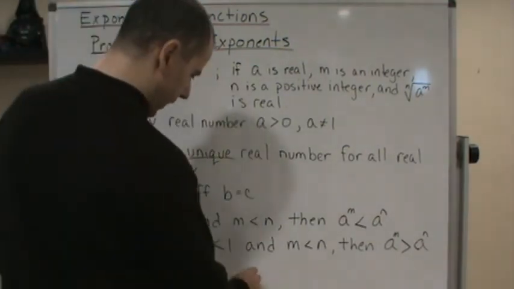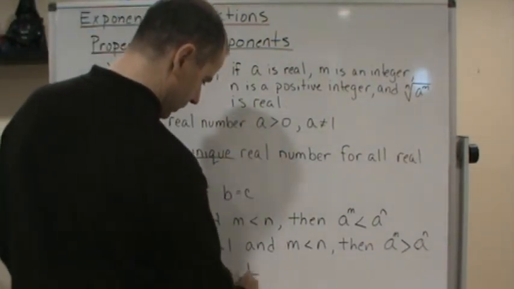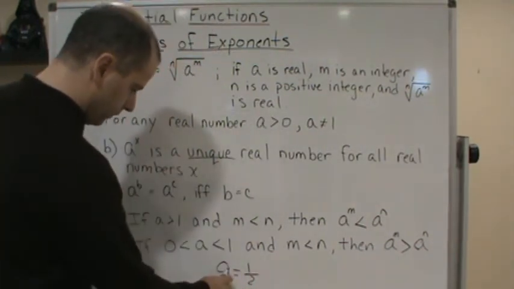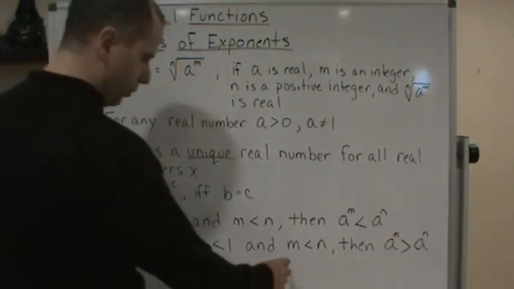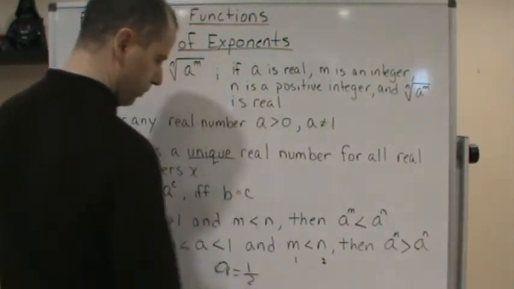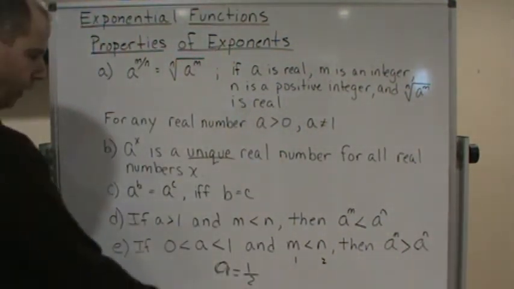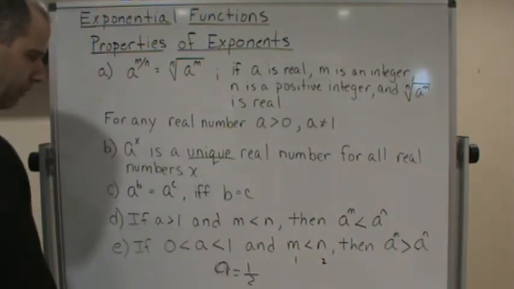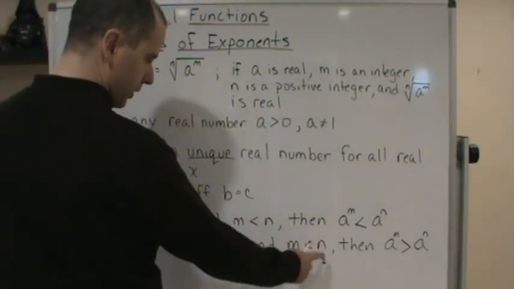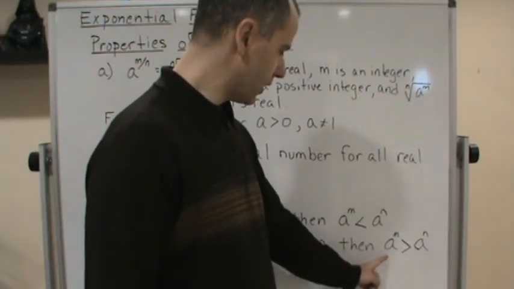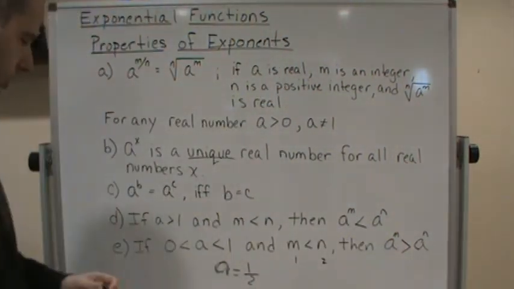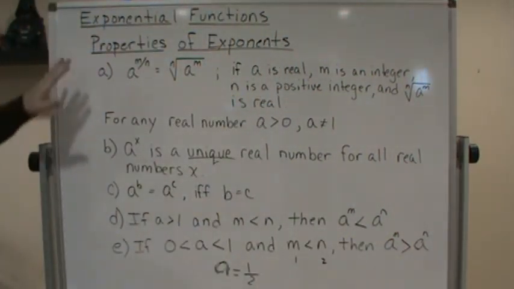So what if a equals a half? Say we choose the values 1 and 2. One half to the first power is 1/2. One half to the second power is 1/4. So 1/2 turns out to be greater than 1/4. Okay, so it holds.